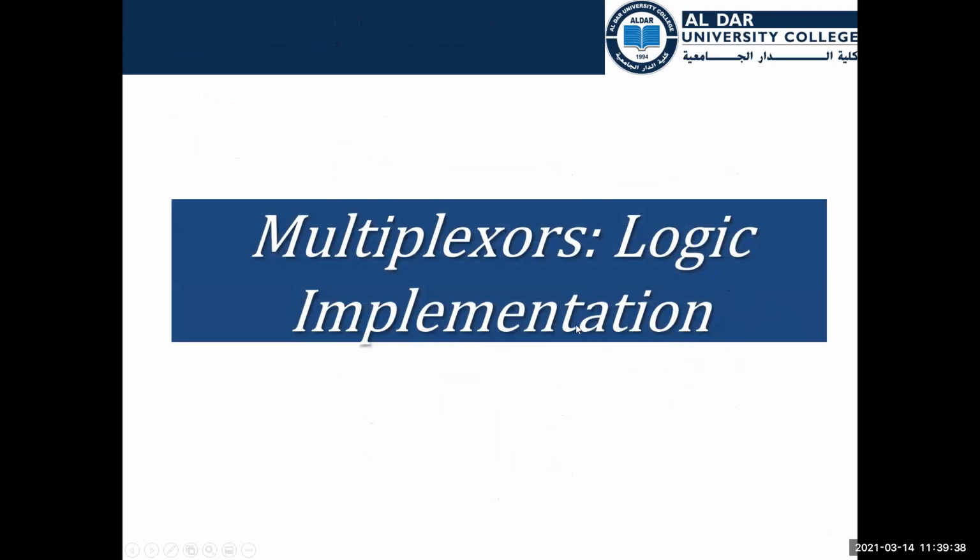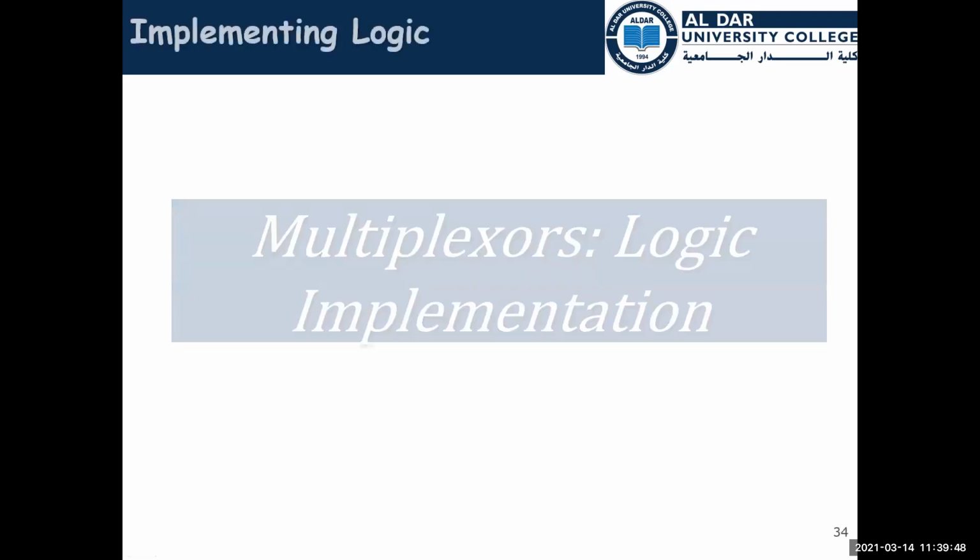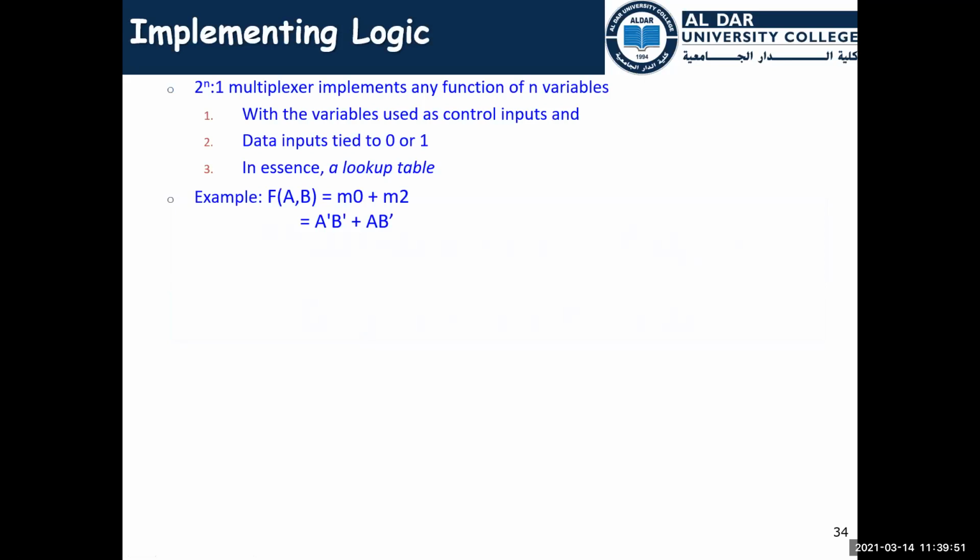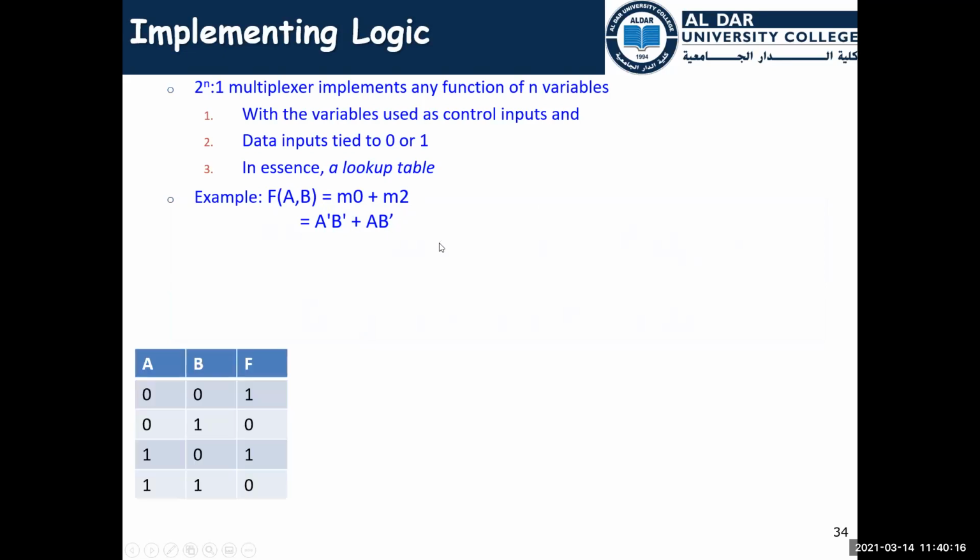But anyway, we move to multiplexers, the logic implementation. We can also use multiplexers to make logic implementation. If we want to implement any logic, we can use multiplexers to help us do that. For example, if we have this very simple function, f of a and b equals m0 plus m2. So we have a complement, b complement, which is minterm 0, and a b complement, which is m2. This is just a simple function.